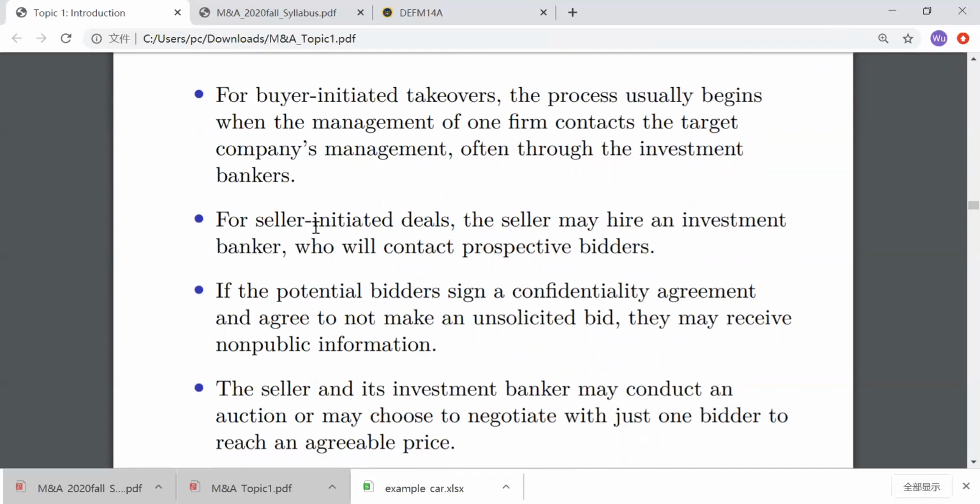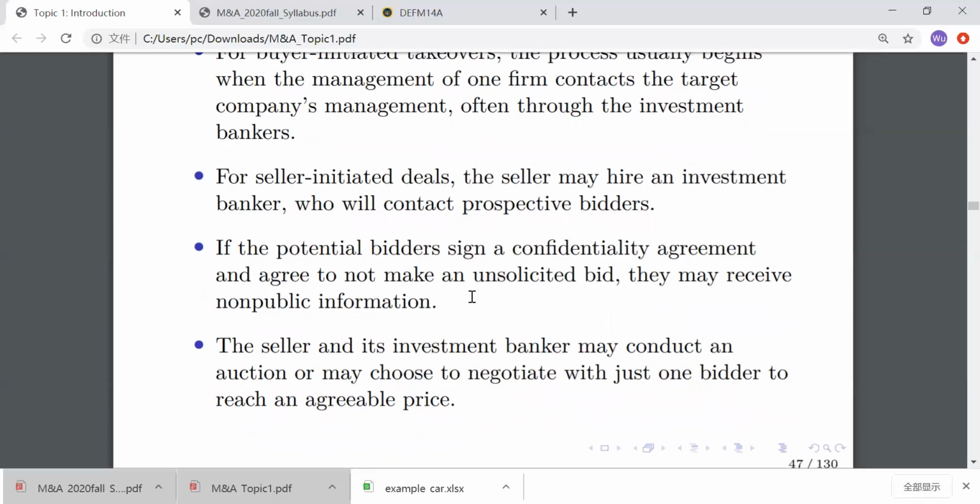And in this process, the potential bidders sign a confidentiality agreement and agree not to make an unsolicited bid. Unsolicited means that the bidder or the acquirer only submits a bid when requested by the target, right? So only when they agree on those terms might they receive non-public information, right? Because the target is afraid that the bidder might disclose proprietary information to other competitors, right? Which might be costly for the target, right? And another thing is the target might be afraid that the acquirer makes an unsolicited bid, right? Then this becomes a hostile takeover. Right? So we will explain what a hostile takeover is in a bit.